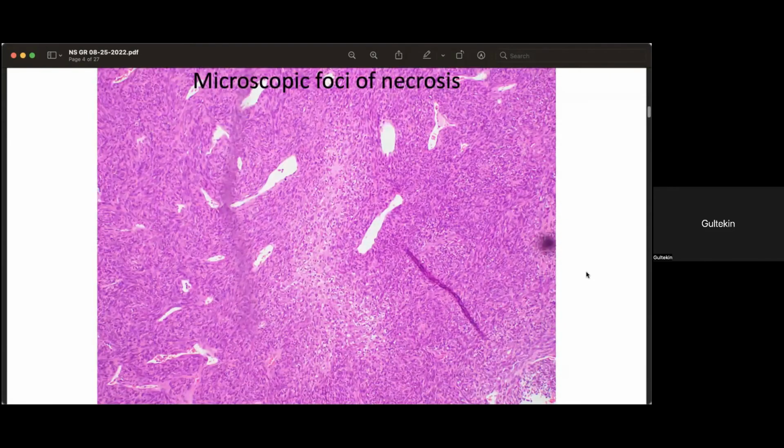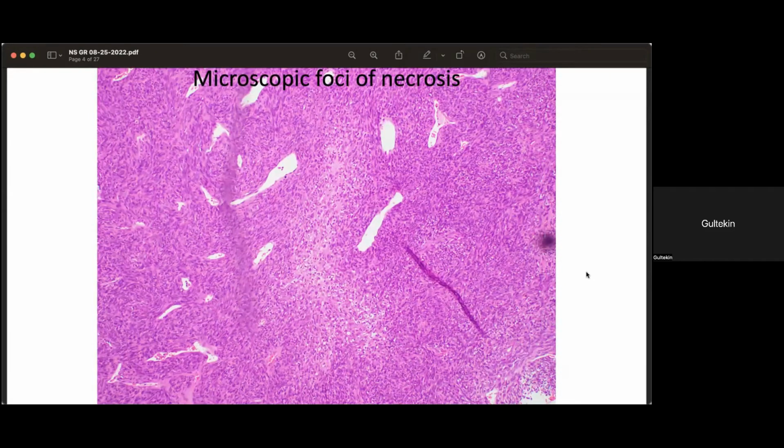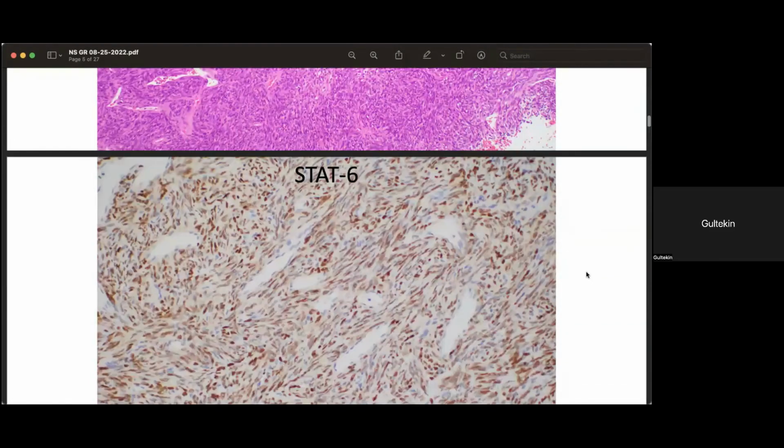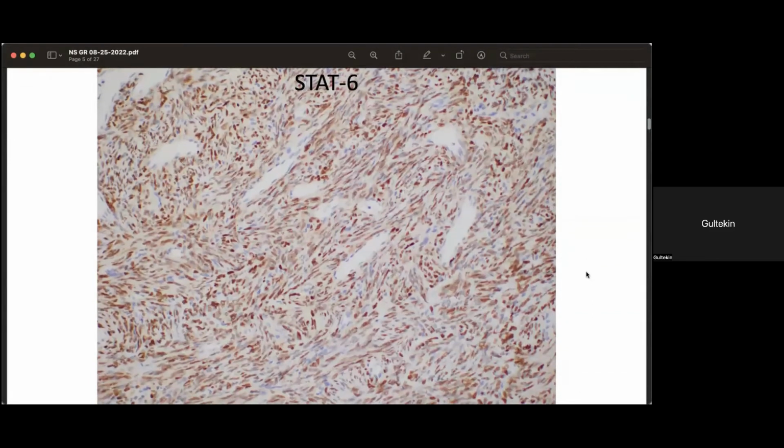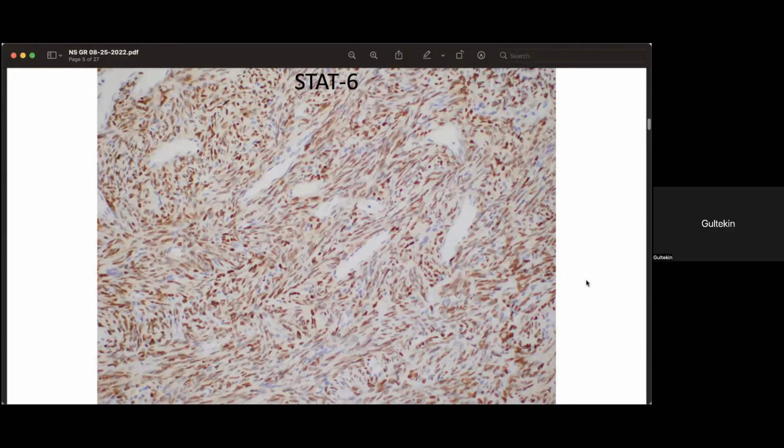And then additionally, there were foci of necrosis, as you can see in the center. This light circumscribed area in the center is representing necrosis. So this is a high-grade hemangiopericytoma type solitary fibrous tumor. And this shows the characteristic NAB2-STAT6 fusion.